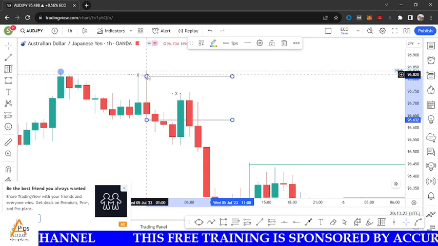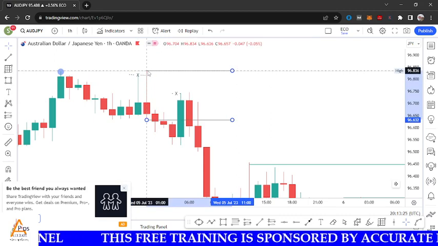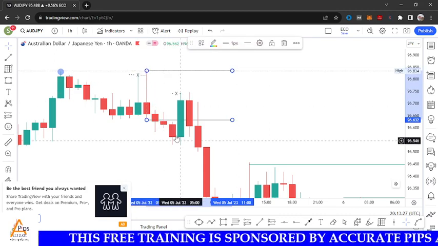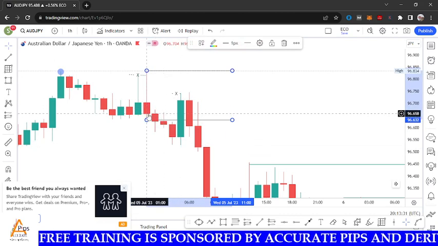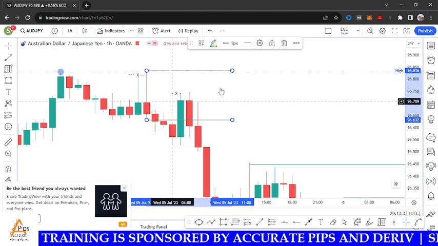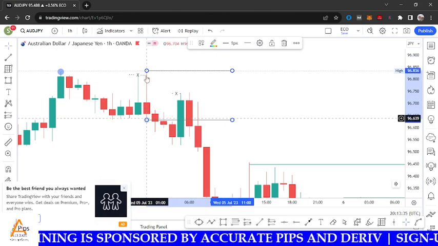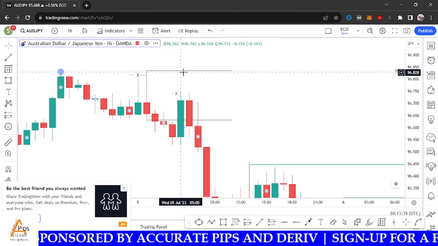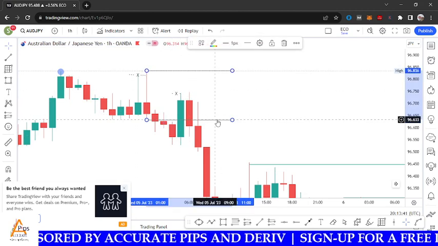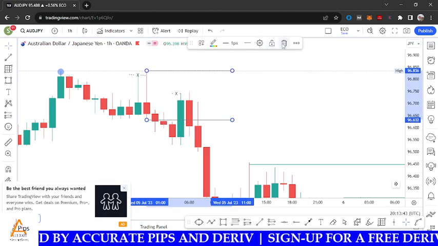The reason being that there is no imbalance. Here, all has been balanced out. This guy mitigated the wick of this guy over here. So this zone here is not a valid order block, so we cannot trade it.